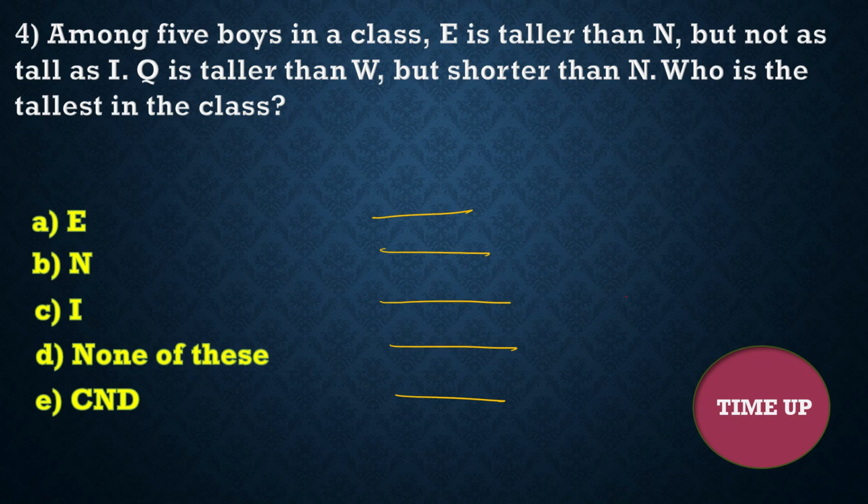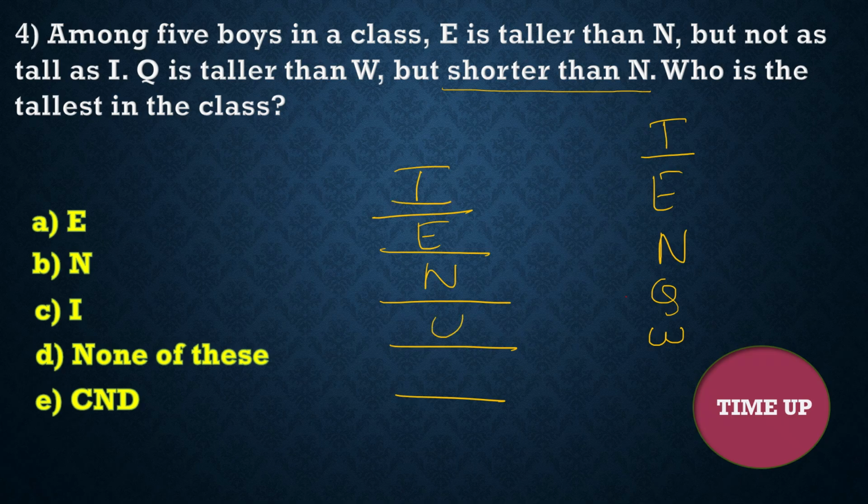Five boys are there. E is taller than N, but not as tall as I. So I will come here. Q is taller than W, but shorter than N. So this is the arrangement: I, E, N, Q, W.